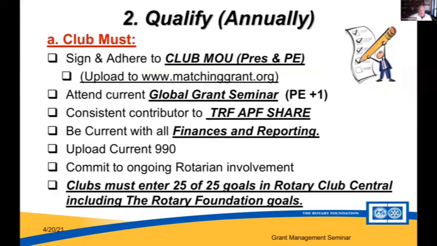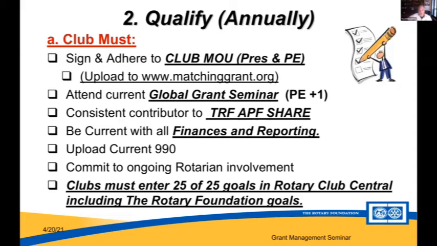In order to qualify, the process is very similar to district grants. You've got to have a current club memorandum of understanding that's signed by the president and the president-elect. This is one of the documents that we'd like for you to upload to matchinggrants.org as part of your documentation. You've got to attend a global grant seminar like tonight, and if you're going to do a global grant, that requires that your president-elect, as well as one other member of your club, attend the certification.